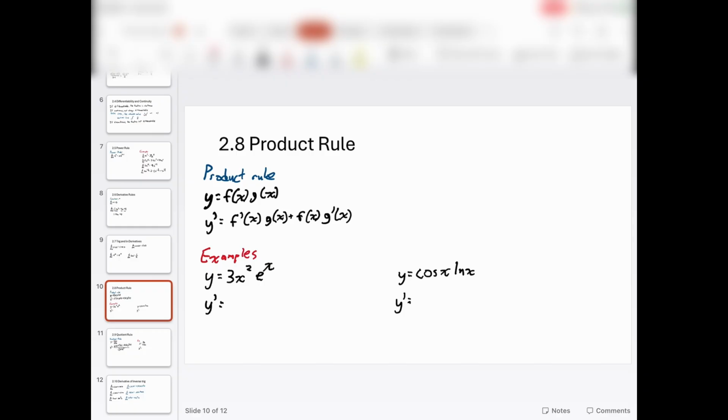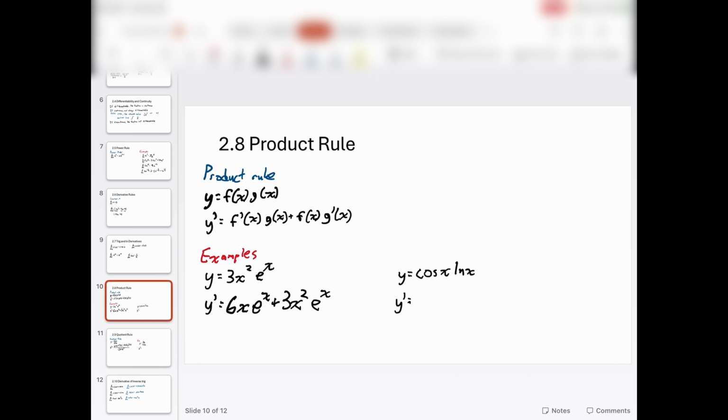So using this example here, if you take the derivative, you'd have to do the derivative of this first part. So the derivative of 3x squared would be 6x. And then this g of x, you just leave it be, so it'd be e to the x. Plus, you have the f of x, so it'd be 3x squared. And then the derivative of e to the x is just e to the x.